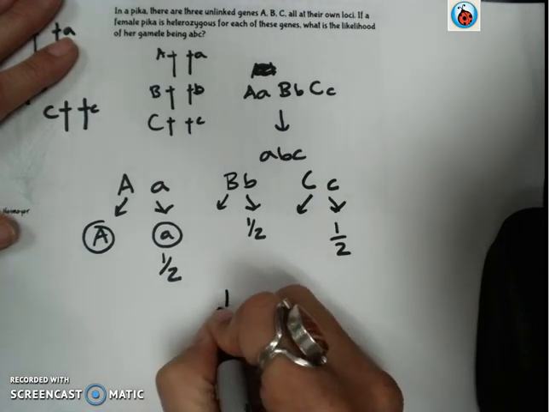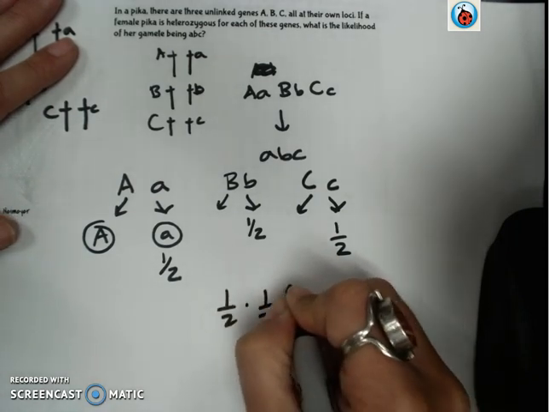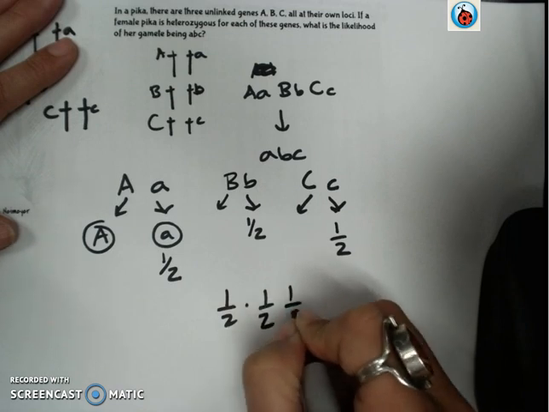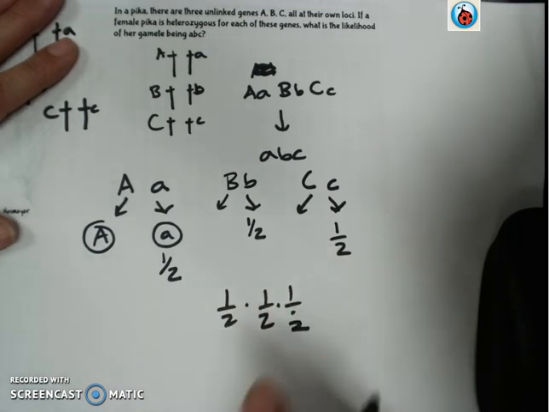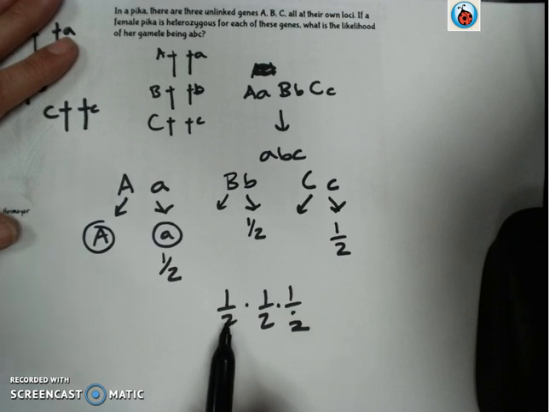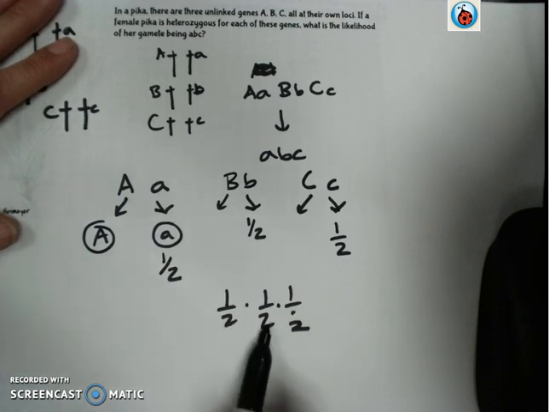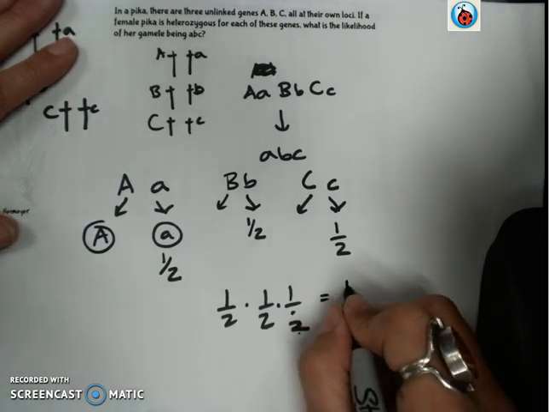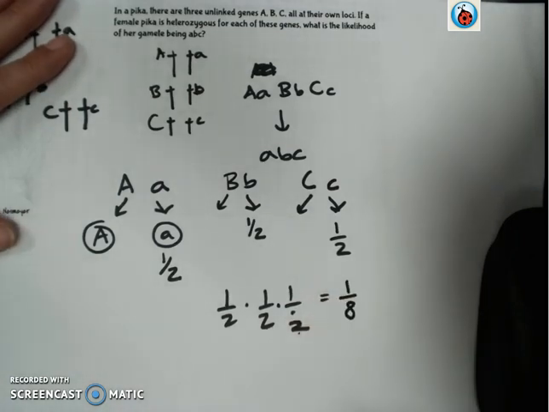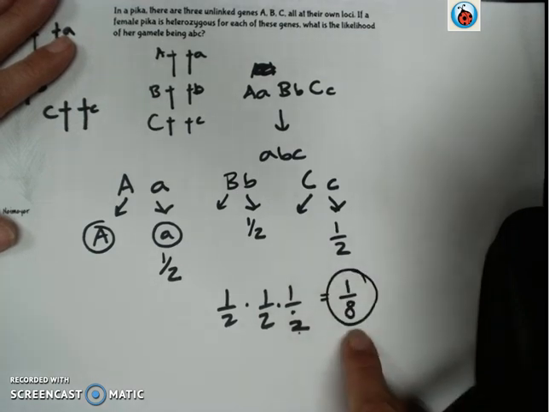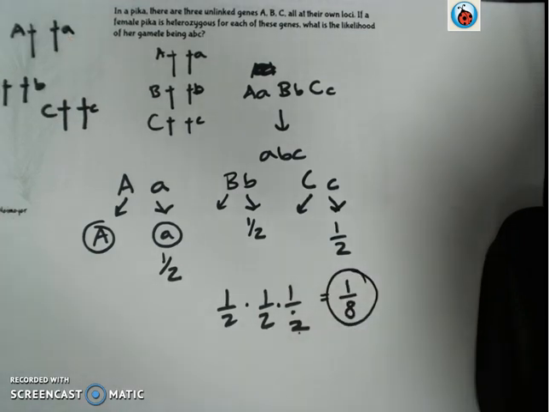So now we're going to use the rule of multiplication and see what the likelihood is. So we would do 2 times 2 is 4, times 2 again is 8. So there's a 1 out of 8 chance or likelihood that this gamete from this pica will have a recessive allele for all 3 traits.